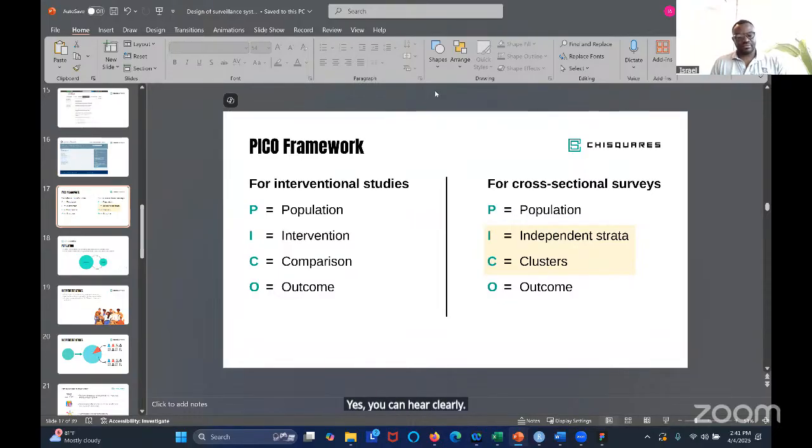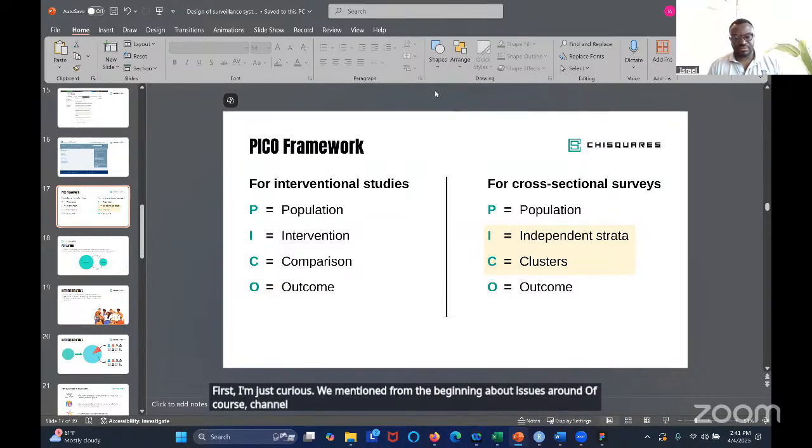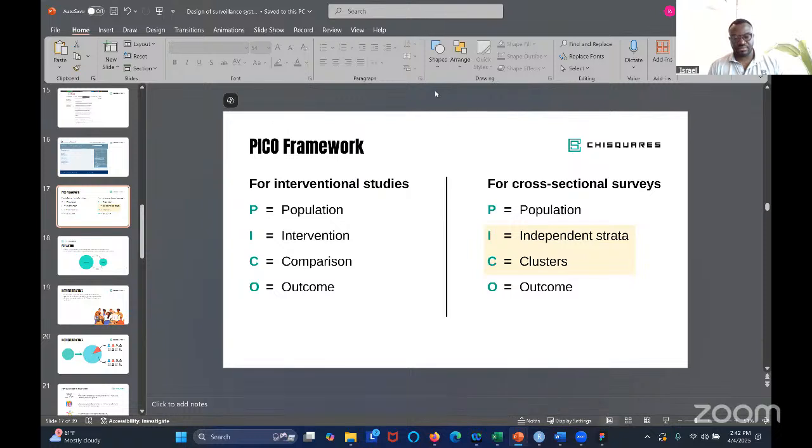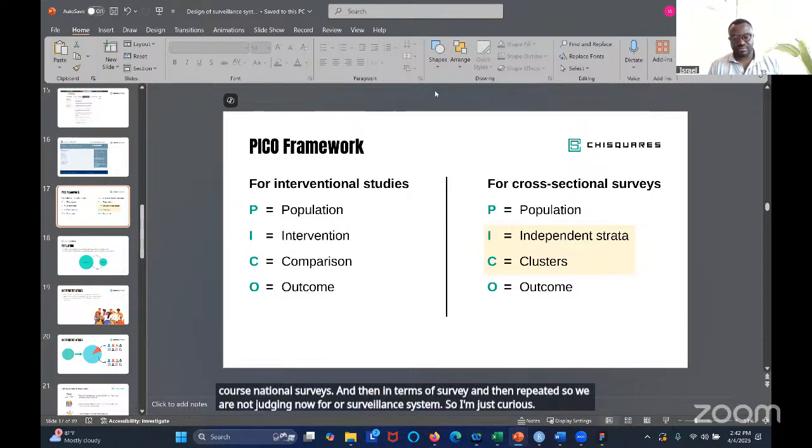Okay, thank you very much for the class. So I have 2 questions. First, I'm just curious. We mentioned from the beginning issues around cross-sectional surveys, and then repeated survey and longitudinal for surveillance systems. So I'm just curious, is there anything like a repeated cross-sectional survey?